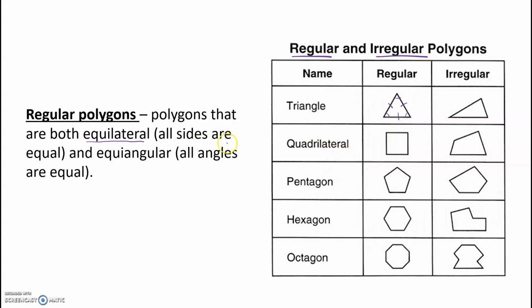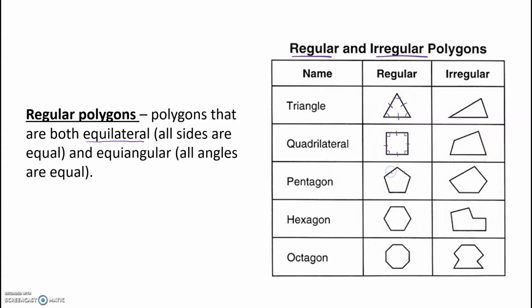Quadrilateral, again, if it's regular, all the sides are equal and all the angles are equal, and in this case they'd each be 90. So an example of a regular quadrilateral would be a square. A square is a regular quadrilateral. Again, over here, an example of an irregular, where the angles and the sides are not the same.